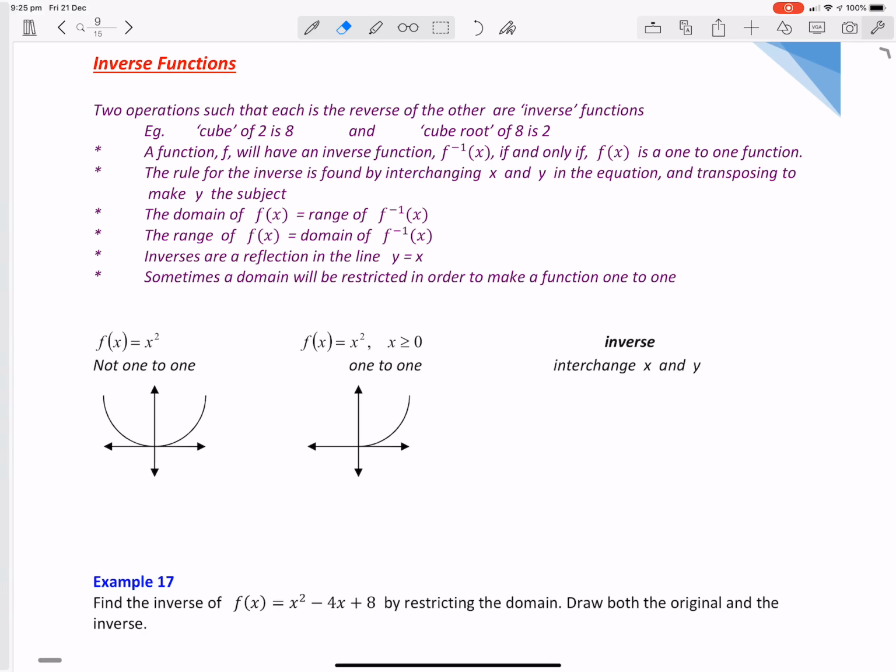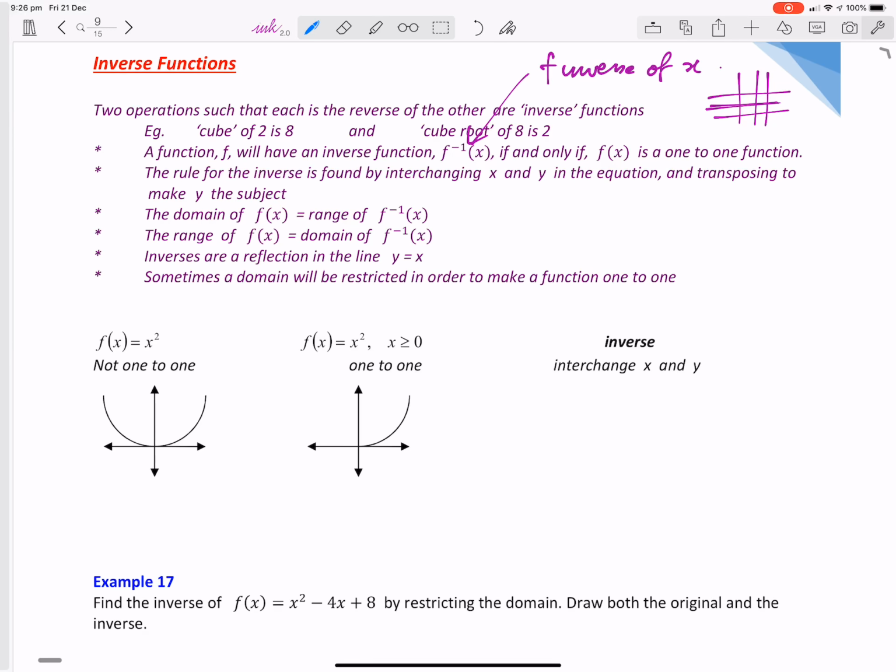A function f will have an inverse function, f negative 1 of x, that's f inverse of x, if and only if f is a one-to-one function. We've done functions earlier. If it's a one-to-one function, it's got to pass the vertical and the horizontal line test. The rule for finding the inverse is found by interchanging x and y in the equation, transposing to make y the subject. The domain of f is the range of f inverse, and the range of f is the domain of f inverse. Because we swap x and y values, our domain and range switch.